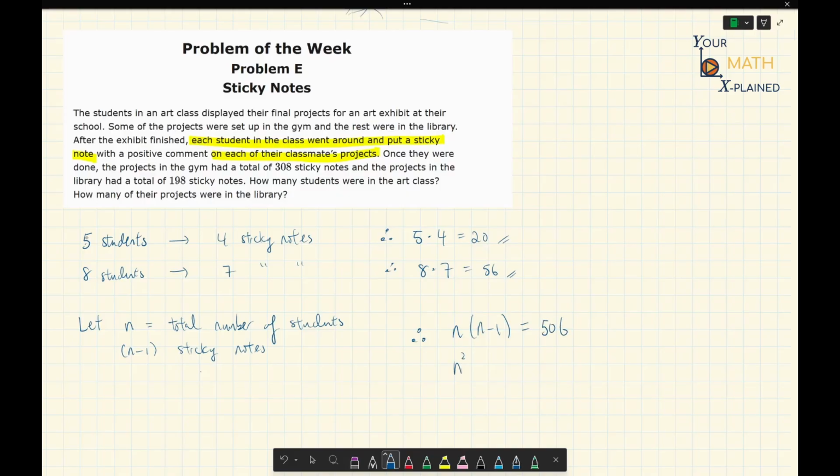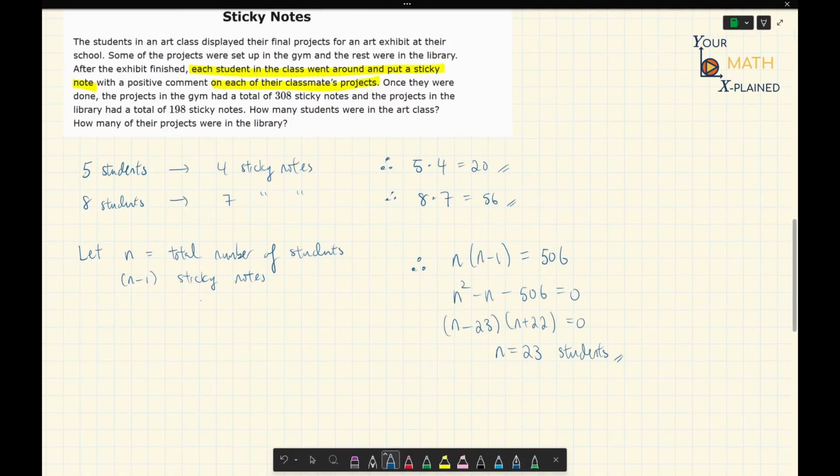This is a quadratic equation, so we would distribute and move everything over to one side, and we solve our quadratics by factoring. This factors into n minus 23, n plus 22, which tells us that n is equal to 23 or negative 22, but we can't have negative 22 students, so there are only 23 students available. So that answers the first part of the problem.